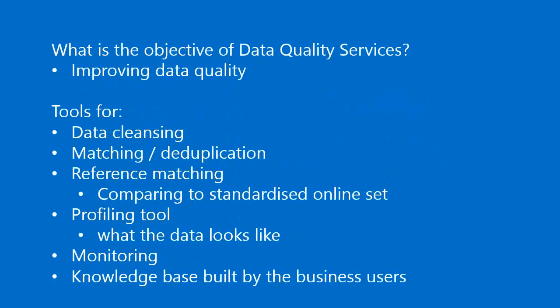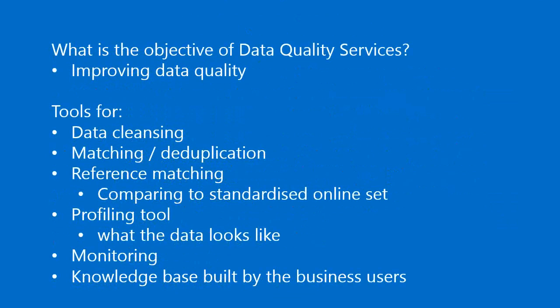The next major one would be Data Quality Services. And the whole objective of Data Quality Services is improving data quality. So there's a bit of a hint in the name. You've got tools in this area for data cleansing, and data cleansing is just looking at a bad data source and improving it. Tools for matching and deduplication, where you've got something like the same customer in multiple data sets. The matching and deduplication can help you to remove those issues.